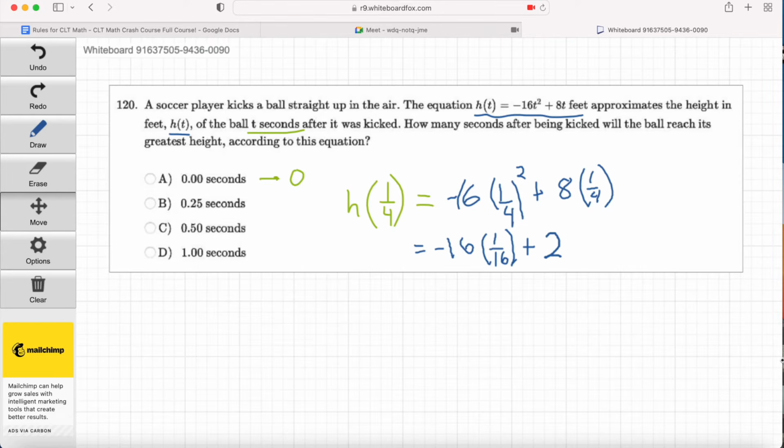I'm going to rewrite this. Remember I said that when you're multiplying a whole number by a fraction, sometimes it's helpful to just turn that whole number into a fraction. So -16 is the same as -16/1, times 1/16. This is all multiplication here. We've got a 16 in the numerator and a 16 in the denominator. What can we do there? It would cancel out. Absolutely. So what's that going to be?